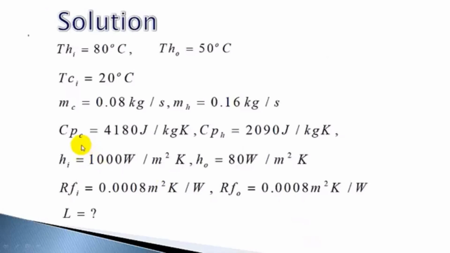tube length. This data is tabulated here: Thi, Tho, Tci, mass flow rate of cold fluid and hot fluid, Cp of cold fluid and Cp of hot fluid, inside heat transfer coefficient, outside heat transfer coefficient, inside fouling factor and outside fouling factor. Now finally you have to find out the length of the heat exchanger tube.